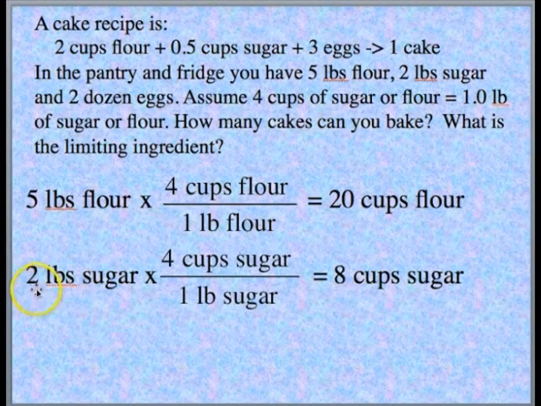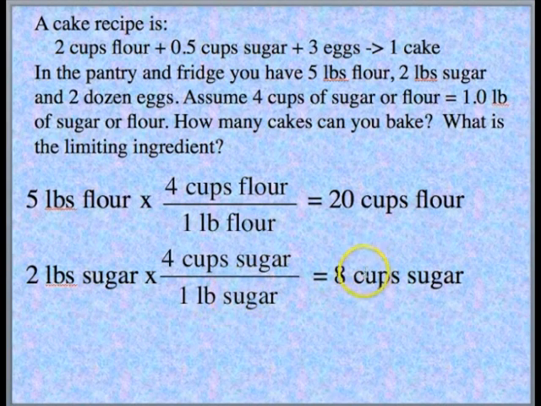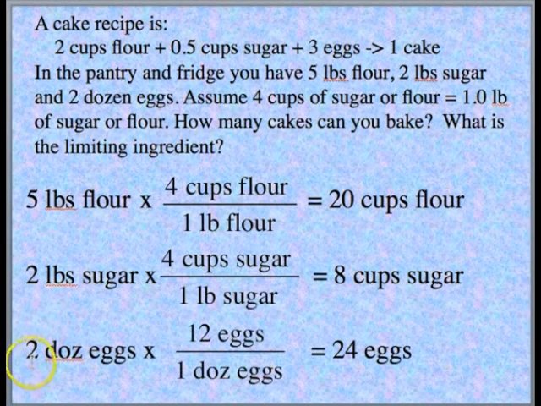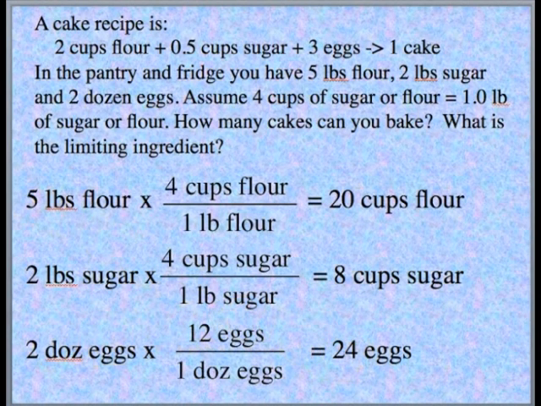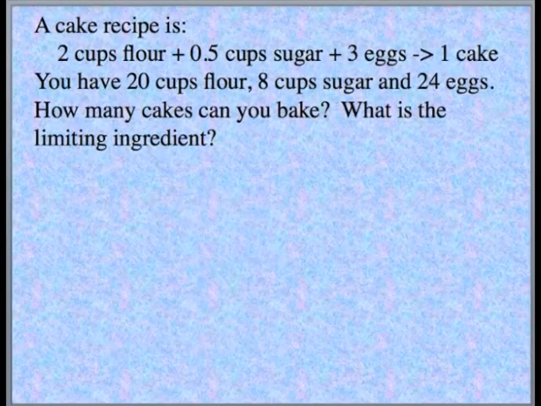Well, same kind of thing. I've got 2 pounds of sugar. It's 4 cups of sugar per pound. That means I have 8 cups of sugar in the pantry. And as for the eggs, I have 2 dozen eggs. We know that 1 dozen eggs is 12 eggs, so I have 24 eggs in the refrigerator. So what do?